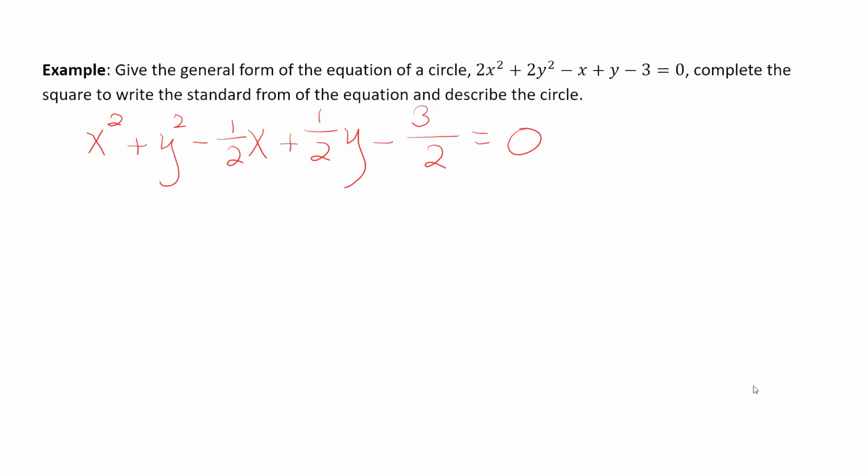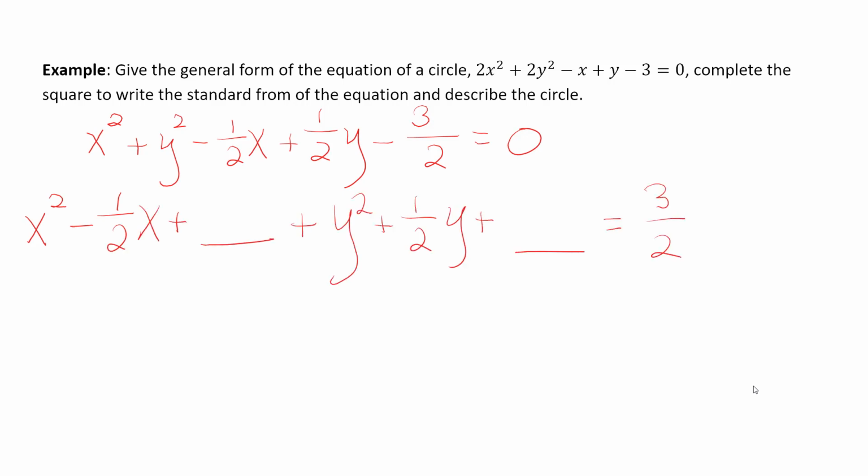And then we're going to finish the same way we did the other one. We're going to get our x's together and put a blank. We're going to get our y's together and put a blank. Move the constant to the other side and put blanks over there. So for the x's, the coefficient on x is -1/2. So we are going to divide that by 2, which would be 1/4, and then square it, which is 1/16.